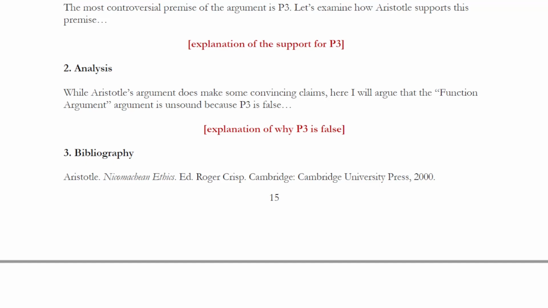The rest of your analysis section would then be taken up with explaining your reasoning for why that premise is incorrect with as much depth, detail, and critical thinking as possible. For this reason, there is nothing more that I will need to add to this response paper outline. If you would like to use this document for your reference when writing your own paper, then I've included a link to it in the video description below.